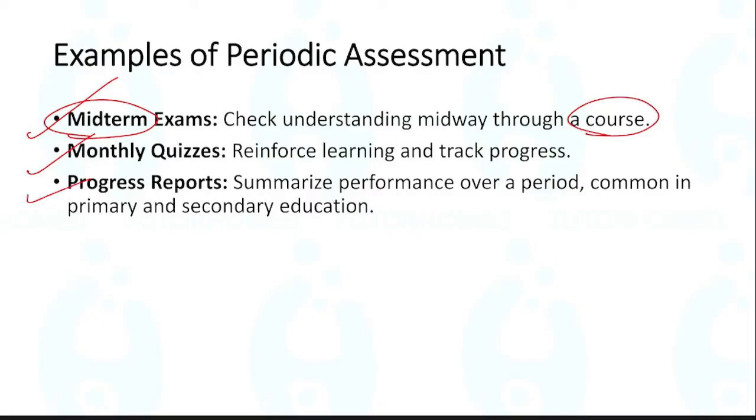Fine. Progress reports, remember how in schools we used to get the progress report, right? In the progress report, the term exams, midterm exams, everything used to be written. That summarizes the whole performance of the student over a period of time. It is done in lower education, like primary and secondary education. Once higher education starts, it is not done; progress reports are not usually maintained there.